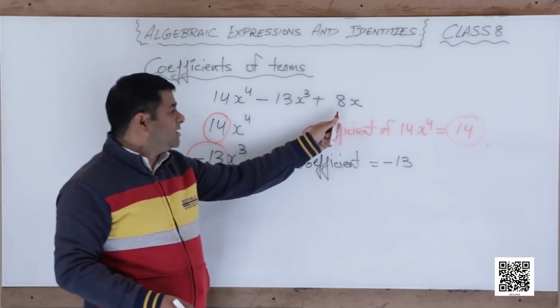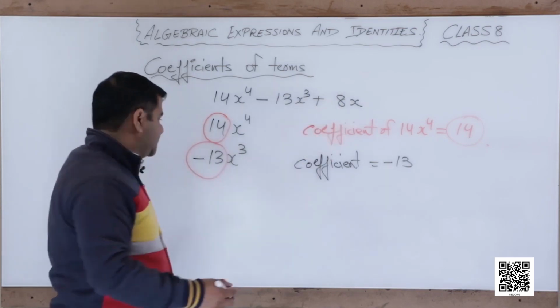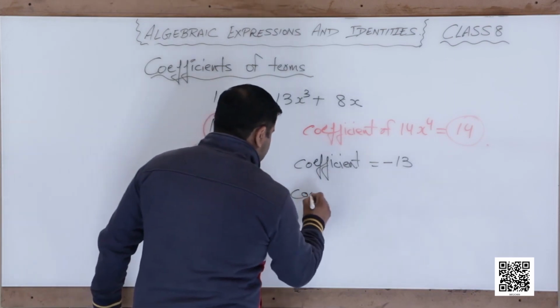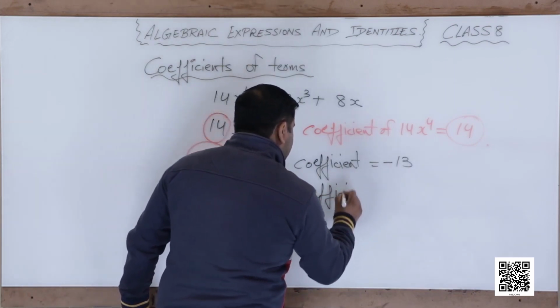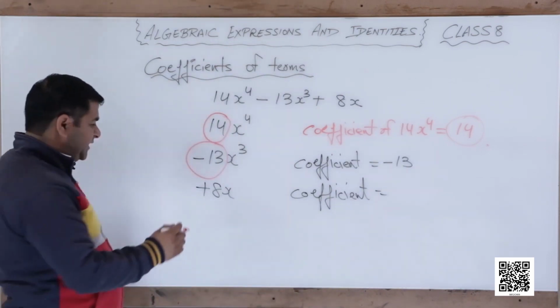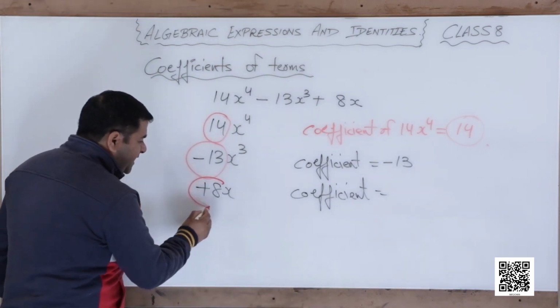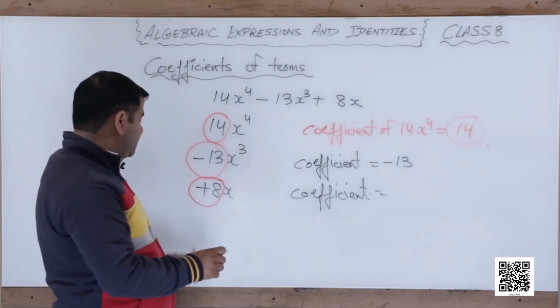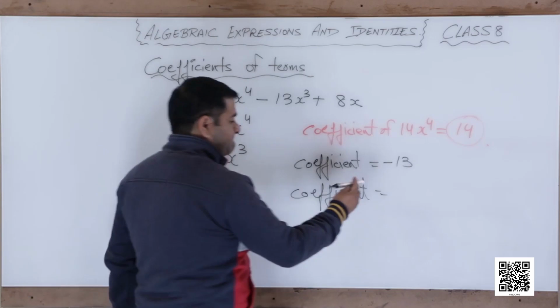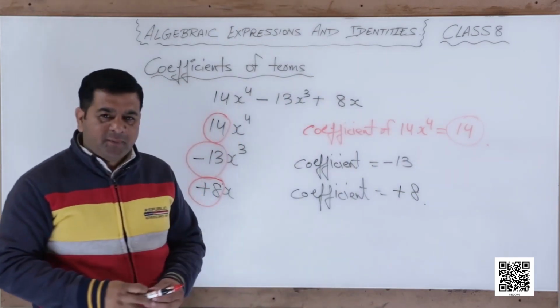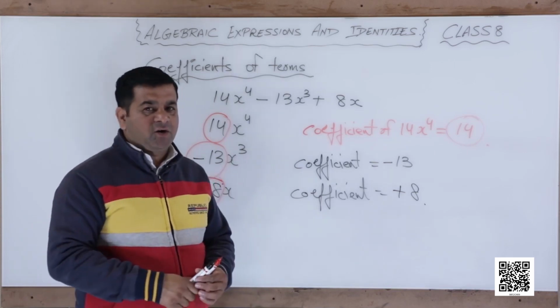Similarly, the third term is plus 8x. Here the coefficient will be the numerical value, and the numerical value is plus 8. So the coefficient of plus 8x will be plus 8. I hope now you are clear with what a coefficient is.